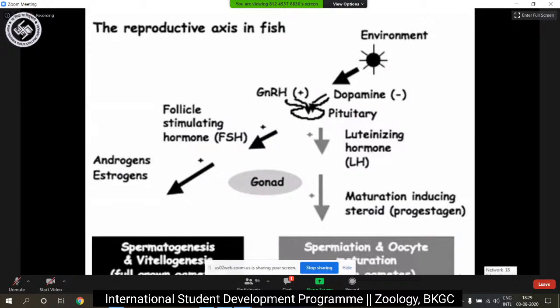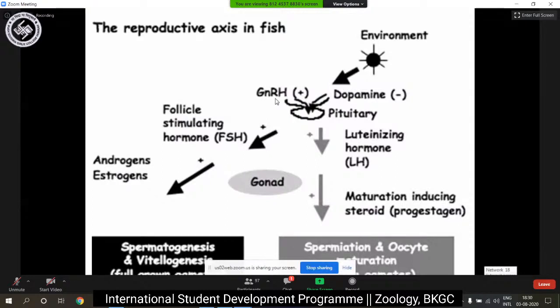Okay, so should I start again? Okay, fine. Whenever there are certain environmental cues like change in day length or change in rain pattern, all this gives a neural stimulus to the process of reproduction in fishes. So what happens normally, as you can see here, is that dopamine is a negative factor associated with reproduction, whereas GnRH, the gonadotropin releasing hormone coming from the hypothalamus, is a positive factor. So any neural stimulus associated with reproduction would reduce dopamine secretion by the hypothalamus and increase GnRH production.